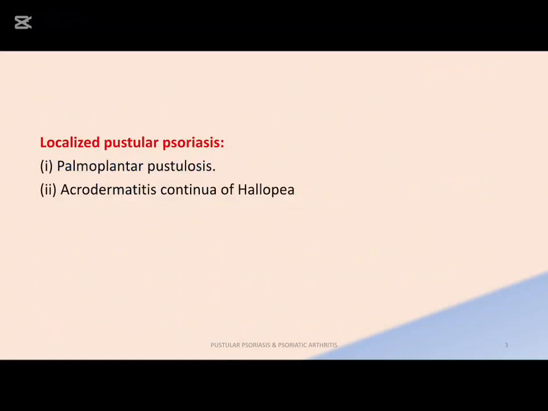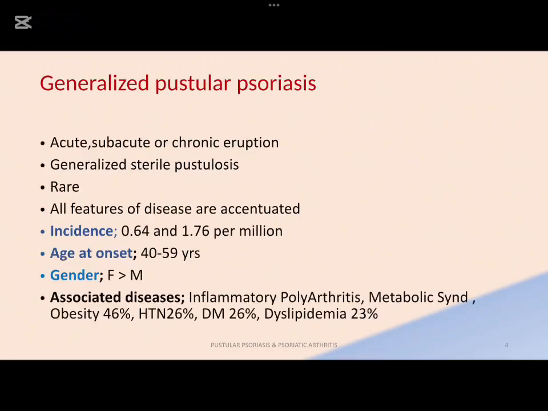Localized pustular psoriasis has two further types, palmoplantar pustulosis and acrodermatitis continua of Hallopeau. Today we will briefly talk about generalized pustular psoriasis, its clinical features, introduction, pathogenesis, and management. It is an acute, subacute, or chronic eruption.